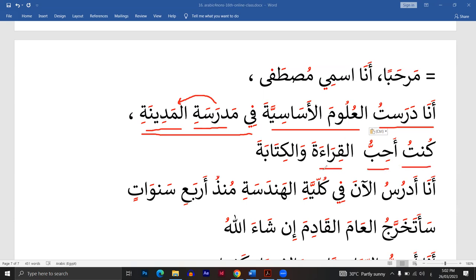كنت أحب القراءة والكتابة. كنت أحب. I'm talking now about an action which was continuous for some time in the past. كنت أحب, I was in love or I liked, القراءة reading and writing والكتابة. أنا أدرس الآن في كلية الهندسة منذ 4 سنوات. I study now in the Faculty of Engineering. كلية means faculty and الهندسة means engineering. منذ means since, or for here, 4 سنوات, 4 years.